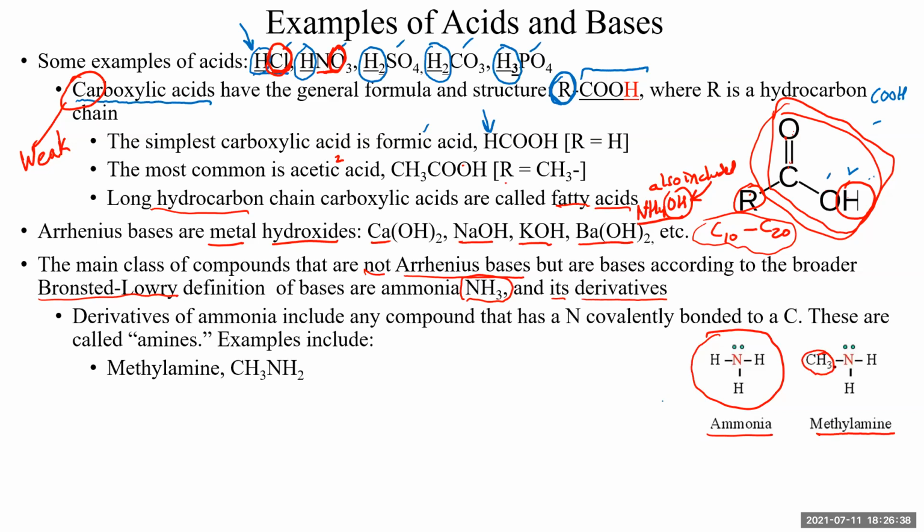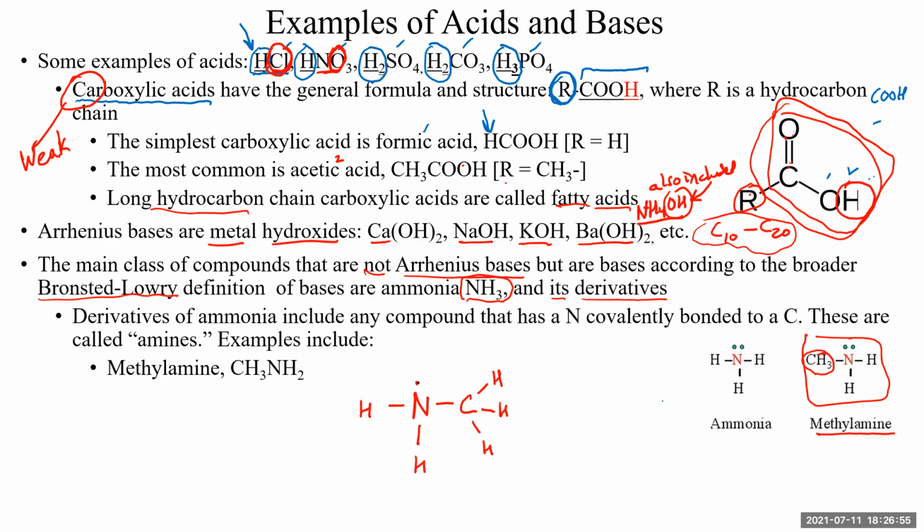Now, this nitrogen is not attached by the hydrogen. It's just a way of writing this. If you really want to see the real structure for methylamine, it would be a nitrogen attached to a carbon, which is bonded to 3 other hydrogens, and then the nitrogen itself is bonded to 2 other hydrogens. So this is a base.